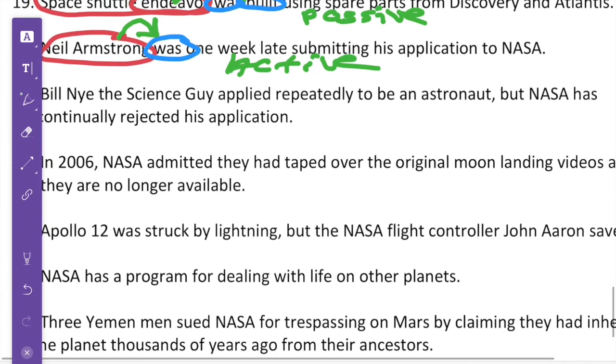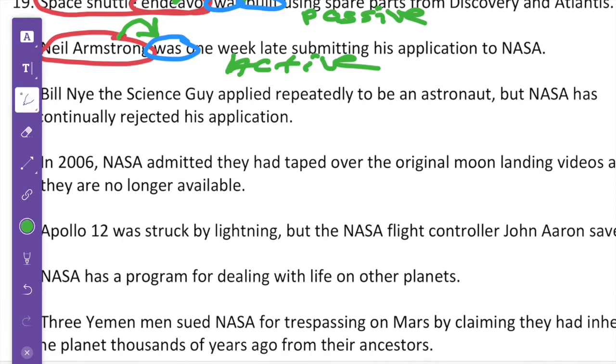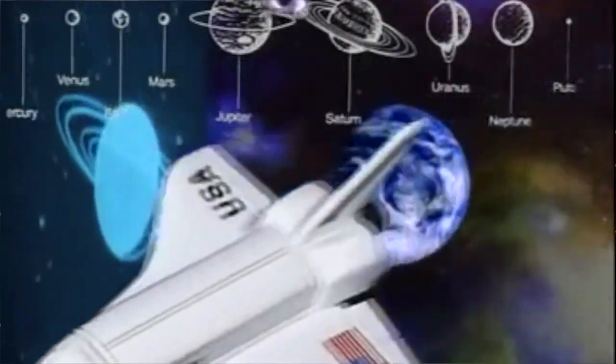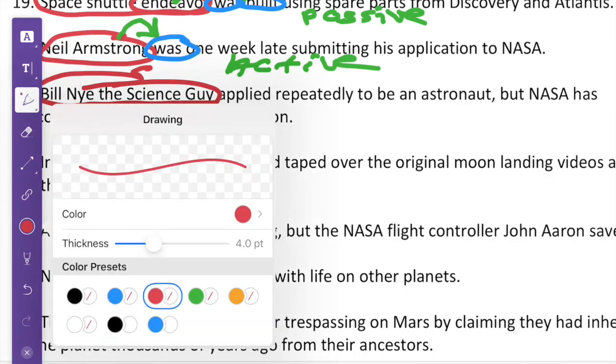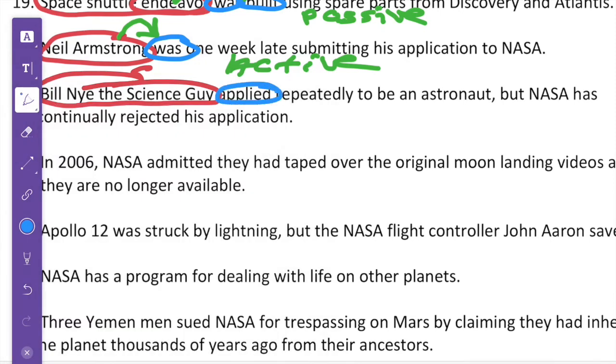All right, next up, Bill Nye the Science Guy applied repeatedly to be an astronaut, but NASA has continually rejected his application. Well, that's sad. Okay, let's look for our subject, Bill Nye the Science Guy. Subject. Now we're looking for our verb, applied.